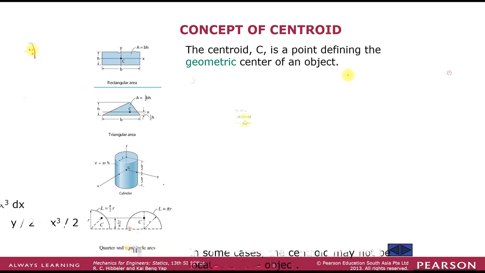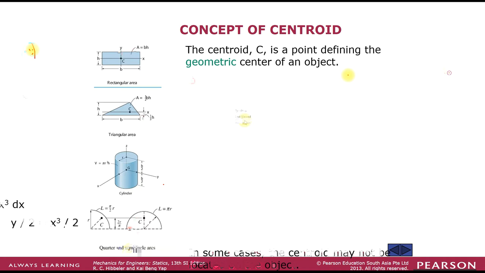So the position of the centroid x is at 0.8 meter. Now for y, y-bar is equal to the integral of y dA divided by the integral of dA. The position of y is x cubed divided by 2, and dA is x cubed dx, and the denominator dA is also x cubed dx.